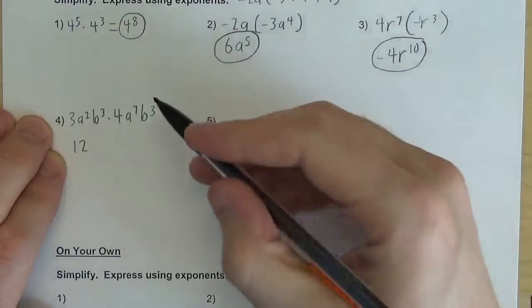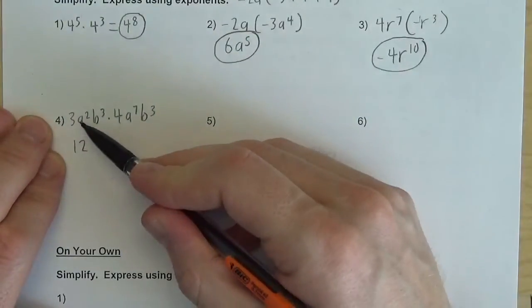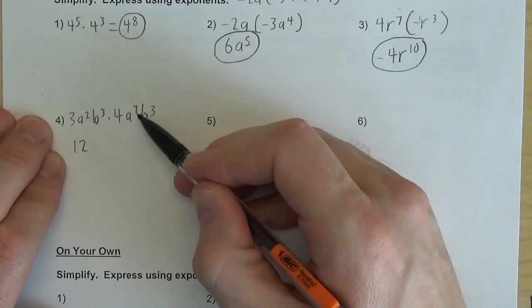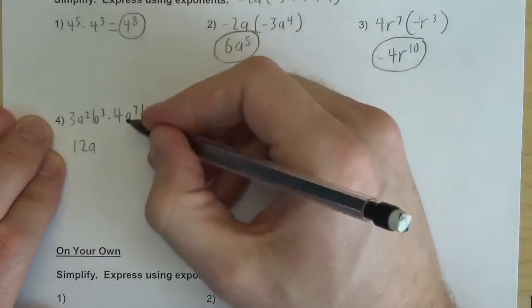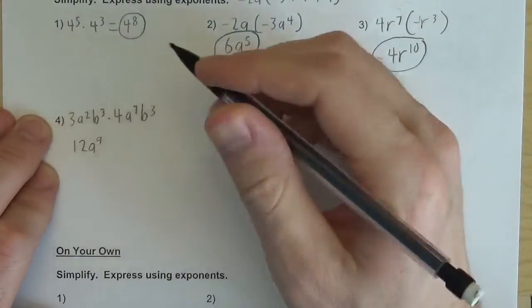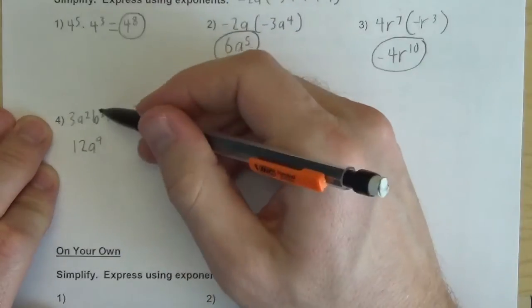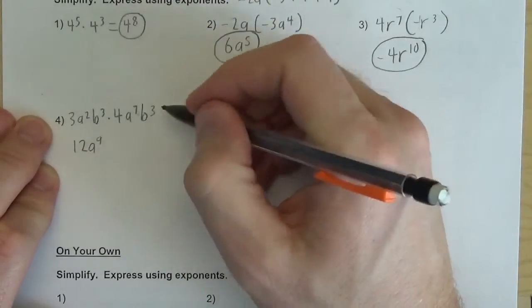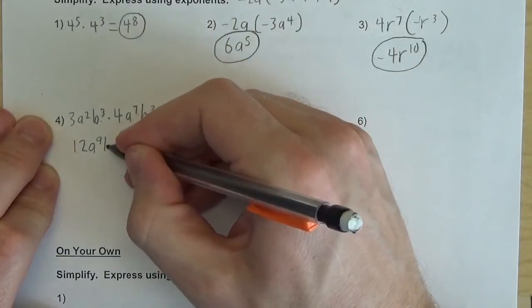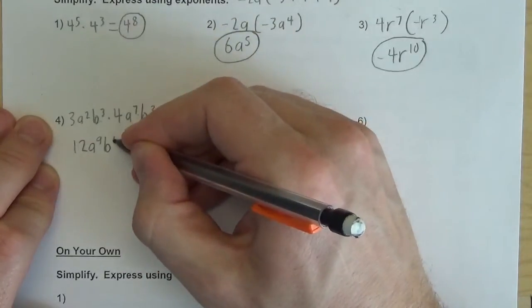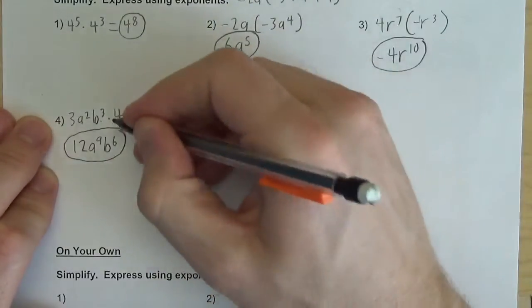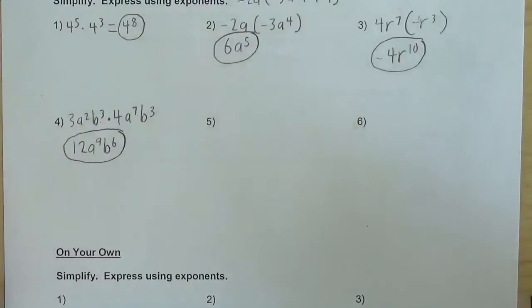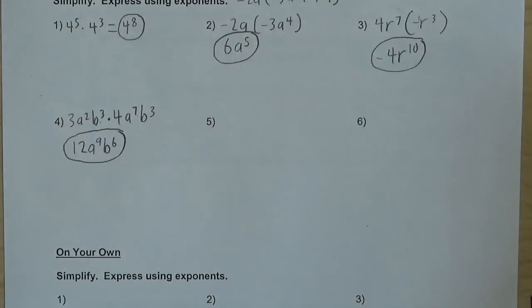Then we do have some powers, so we look for things that share the same base. A to the 2nd, a to the 7th, keep the base the same, and add those exponents together. 2 plus 7 is 9. Okay, and then we have b that has the same base, b to the 3rd, b to the 3rd, keep the base the same, and add those, b to the 6th. So that is that multiplication problem in its simplest form. 12, a to the 9th, b to the 6th. We can't combine anything else together there.